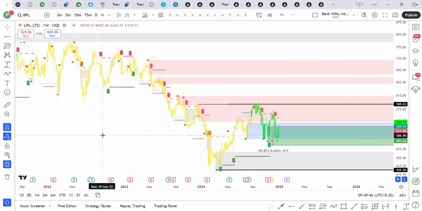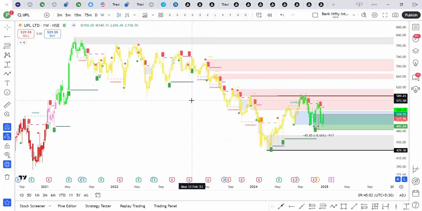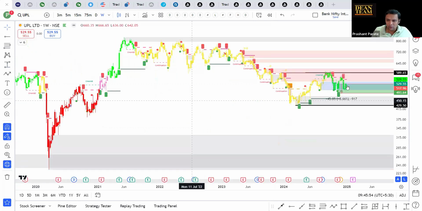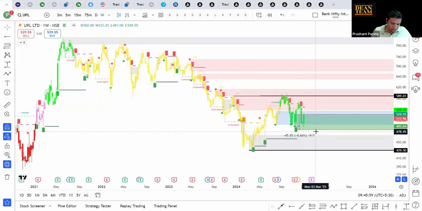Since you are holding it already from May, I cannot tell you exactly what you should do now. This is the thing: if it closes below 493, you can exit your position.